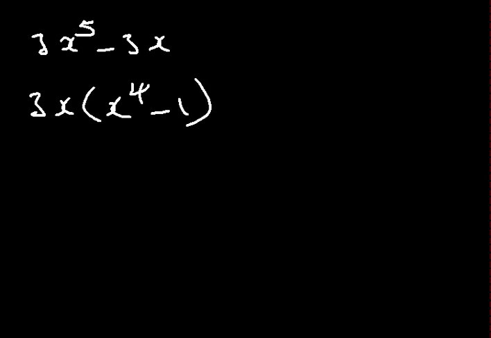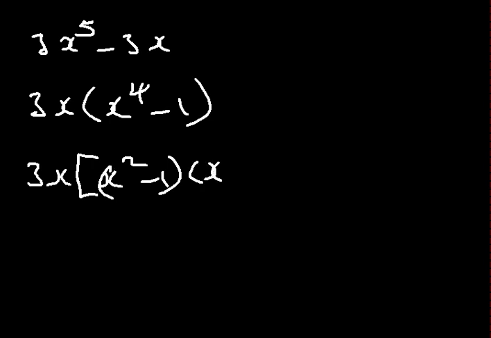So you can see that these are differences of two squares, which you can write as 3x times x to the power 2 minus 1, times x to the power 2 plus 1. So keep that in mind.